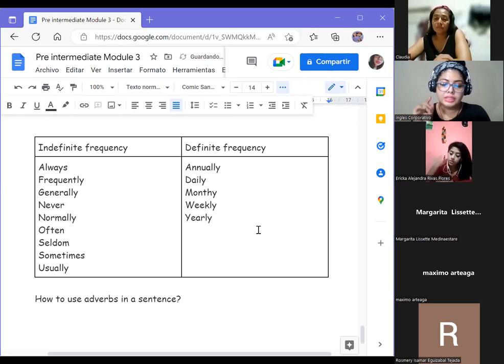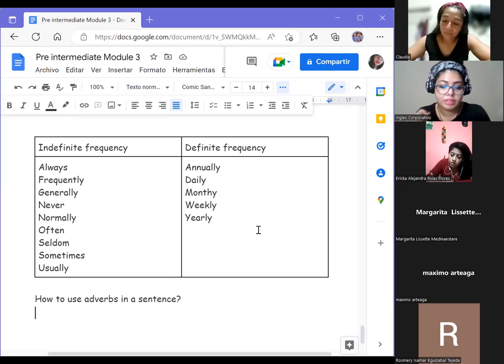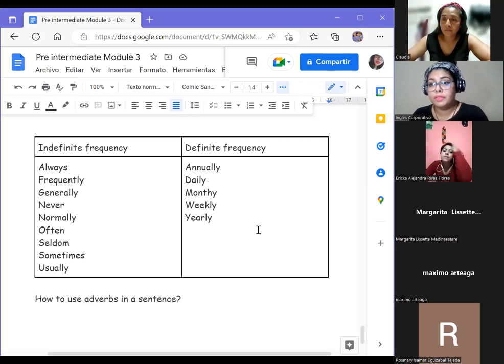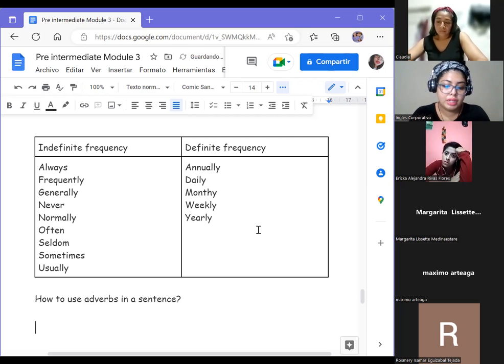And we have the sentence placement of adverbs depends on the type of words they are modifying. Tenemos que los adverbios tienen una posición específica en la oración dependiendo de la palabra que modifiquen. No es que siempre van a estar en el mismo lugar, sino dependiendo de la palabra que estén modificando, así va a ser el lugar en el que lo vamos a escribir. So we are going to write the specification for that.